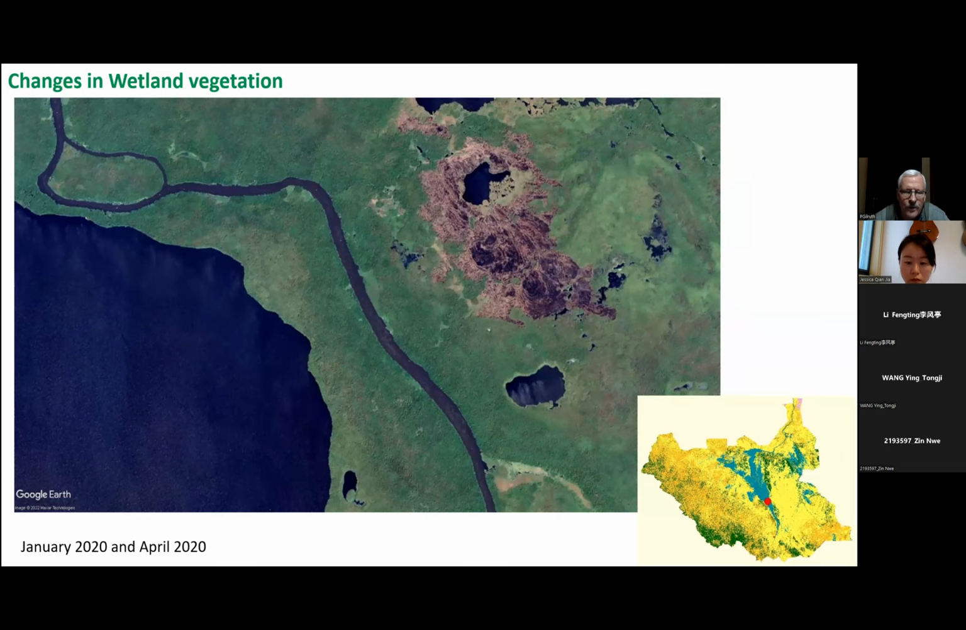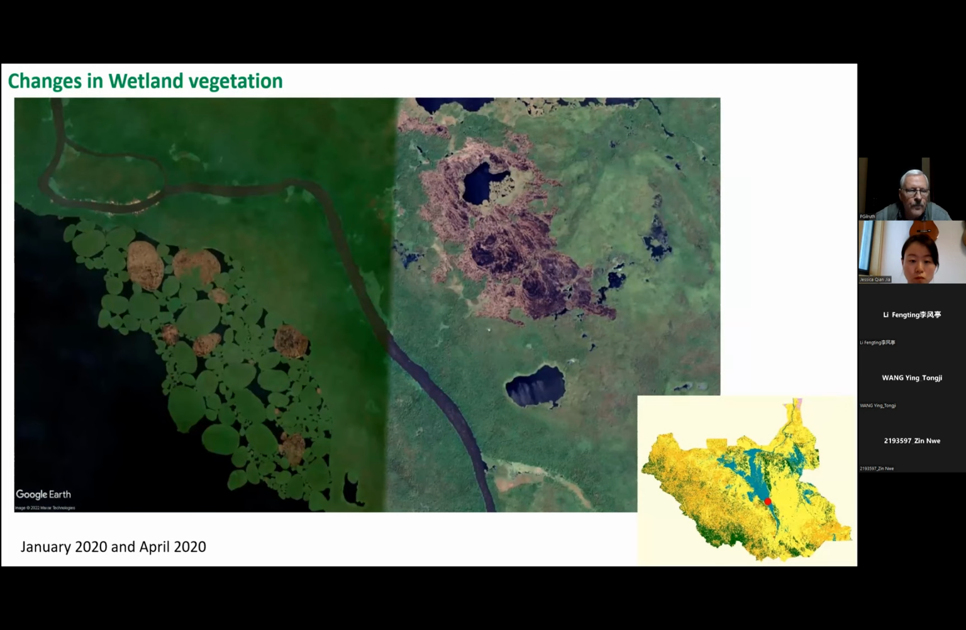Now what we're going to do is look at the same area just 4 months later. So from January 2020, now we look at the picture to April 2020. I hope you can see, a lot of these floating islands have collected in that open body area, and they were not there before. So something has changed, and we're not entirely sure what has changed. It could be the wind that has pushed them in that area. It could be something to do with the high flows. There was flooding in this area at that time in 2020.